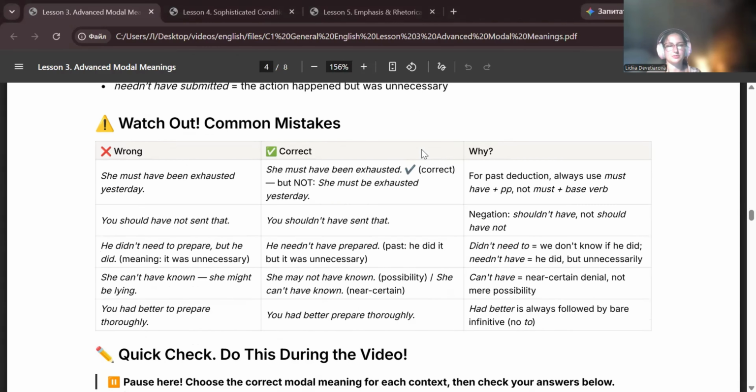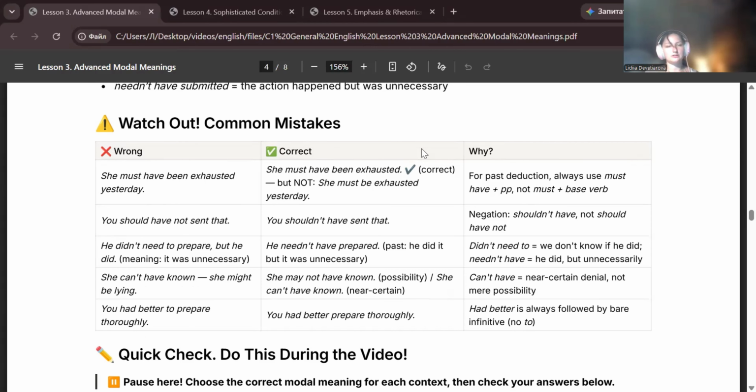Let's watch out for some common mistakes. She must have been exhausted yesterday. For past deduction, always use must have and the past participle. Okay? And not she must be exhausted, also not must be exhausted.